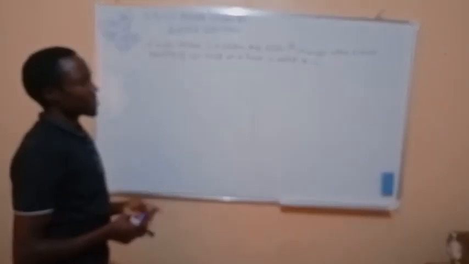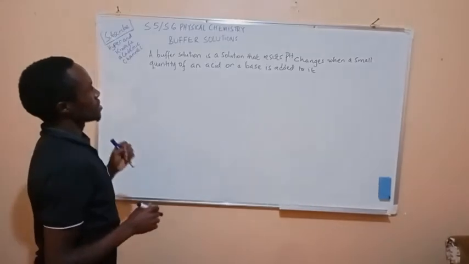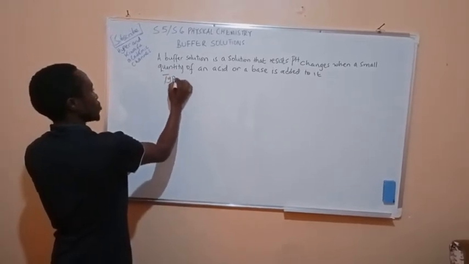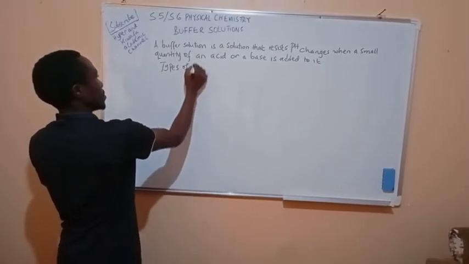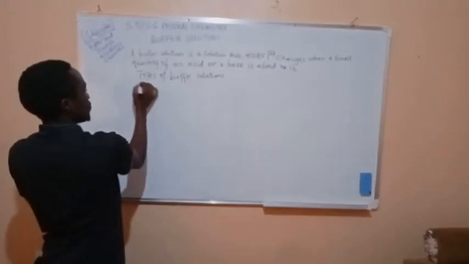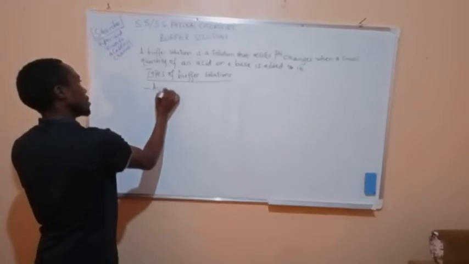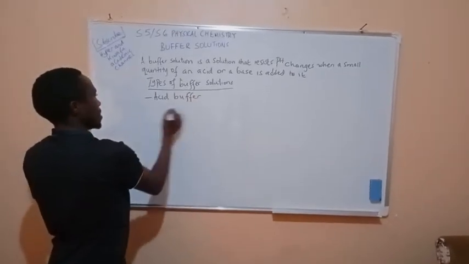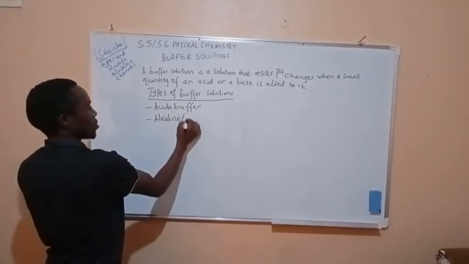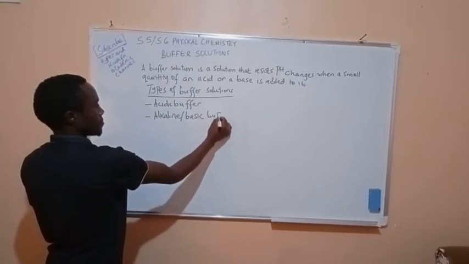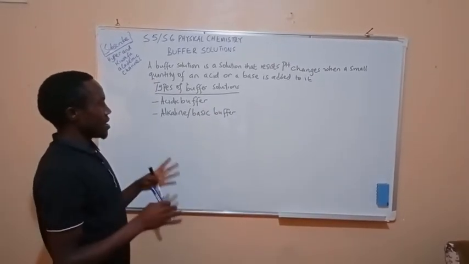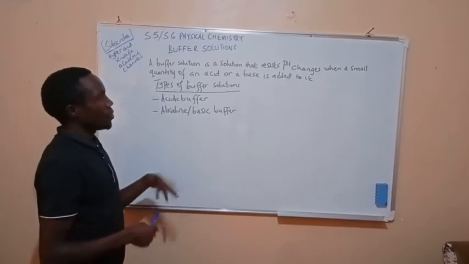Now, buffer solutions can be categorized into two. Let me say types of buffer solutions. We've got an acidic buffer and an alkaline, or what you can call a basic buffer. We are going to look at the details of each of these, because these are the main points that we need to understand before we start looking at the calculations.